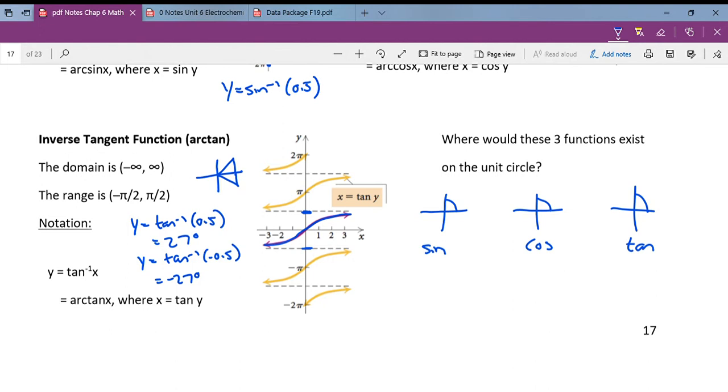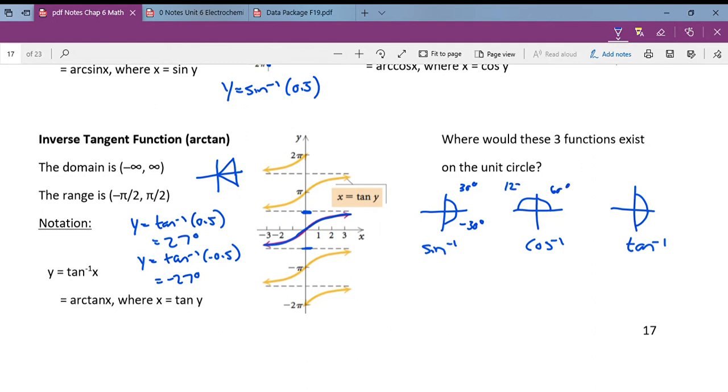But then it varies. For sine, for inverse sine of a negative ratio, it gives you the angle down here. For cosine, it gives you the angle here. And for tan, it gives you the angle here. So for example, for inverse sine, it would give us 30 degrees for positive 0.5. It gives us negative 30 degrees for negative 0.5. For cosine, it gave us 60 degrees.